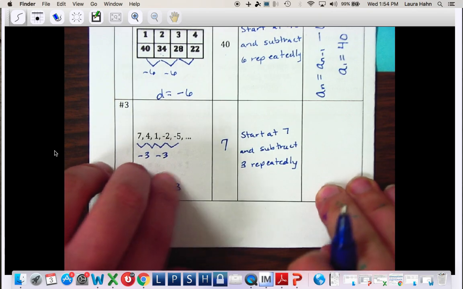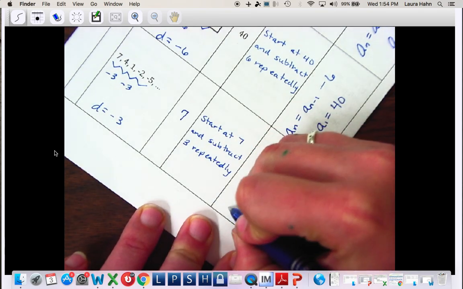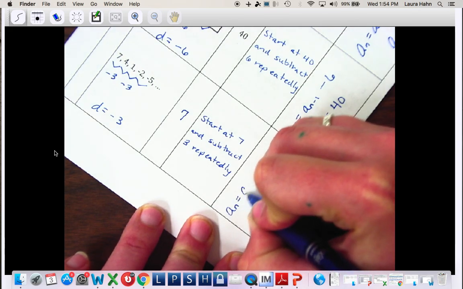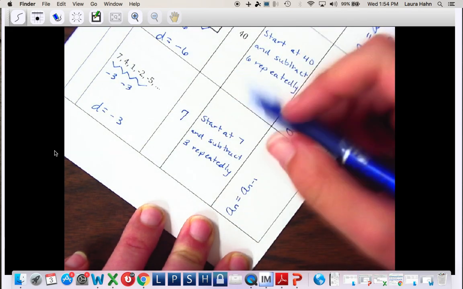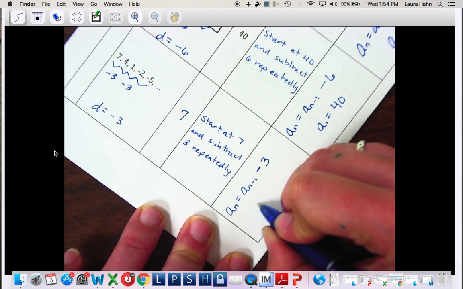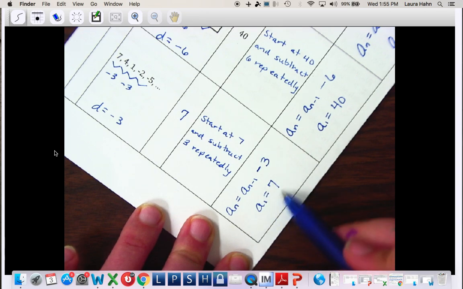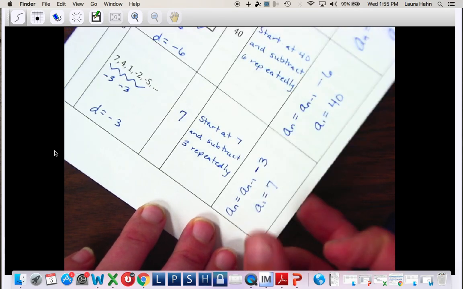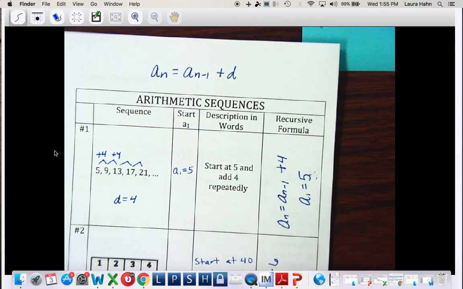Alright, so let's write that as a formula. So to find any term, our nth term, we're going to start with our previous term, a sub n minus 1, and our common difference was a negative 3, so we're going to subtract 3. Remember, you cannot forget to put your first term, and we started with a 7. So we started with 7, and we subtracted 3 repeatedly. Alright, so that's how you do arithmetic. That's either when it's going to be adding a number or subtracting a number each time.